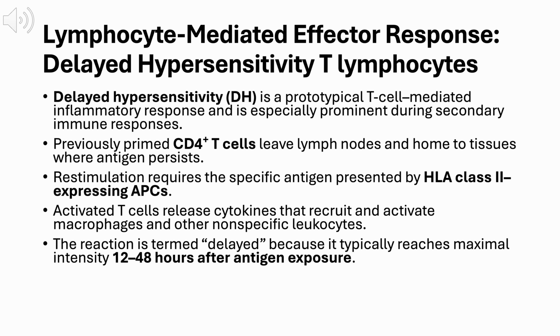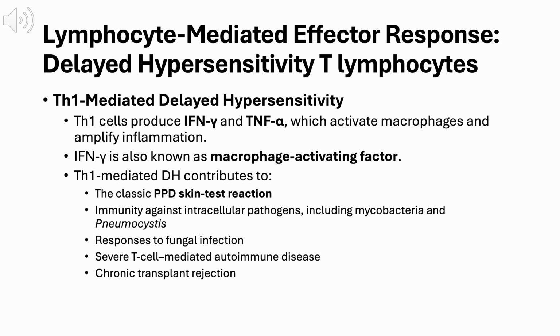And here's the origin of the name. The reaction is called delayed because it typically reaches maximal intensity 12 to 48 hours after antigen exposure, the time needed for cells to traffic in and activate. You've already seen this exact mechanism in the tuberculin skin test. Now we'll see how the Th1 and Th2 flavors of delayed hypersensitivity produce distinct patterns of ocular disease.